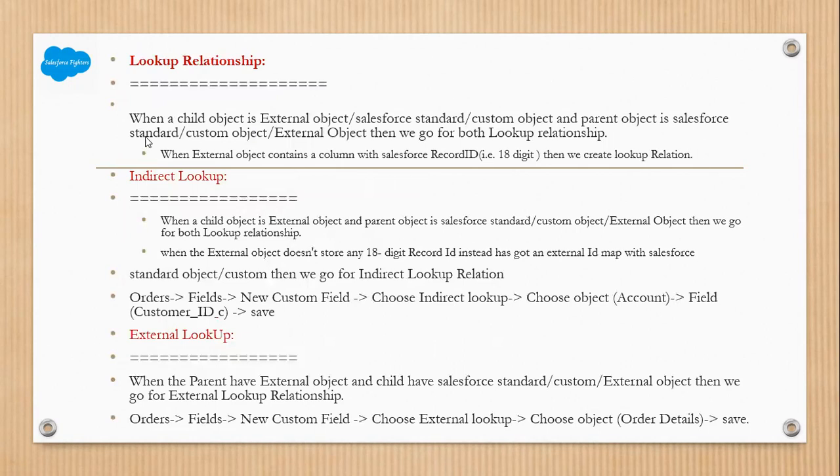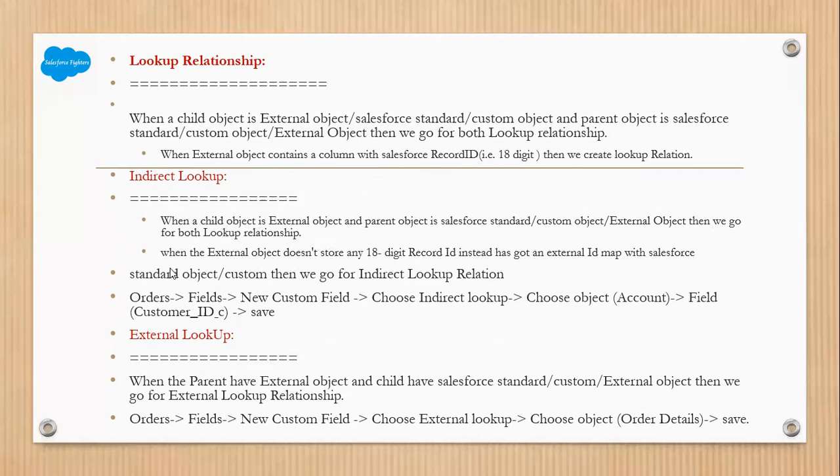Next, lookup relationship. When a child object is an external object, and the parent object is a Salesforce standard or custom object or an external object, we go for the lookup relationship. When the external object contains a column with the Salesforce record ID, then we can create the lookup relationship. Indirect lookup relationship: when a child object is an external object and the parent object is a Salesforce standard or custom object.